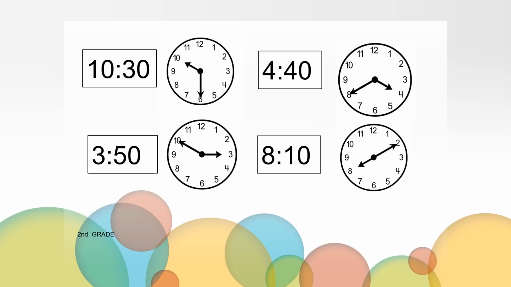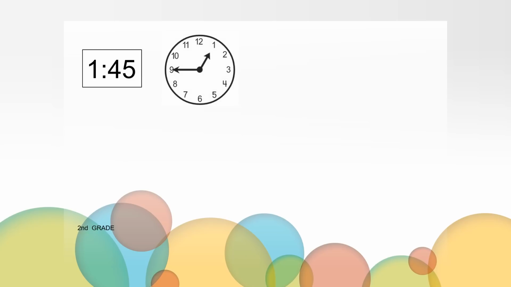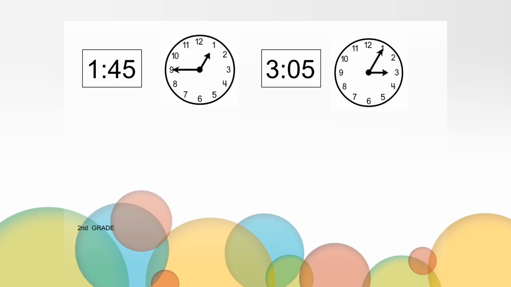How did you do? We're going to do some more. 1:45. Use your arm to show where the minute hand would go. Does it match the minute hand on the clock? The time is 3:05. Use your arm to show where the minute hand would go. How did you do?